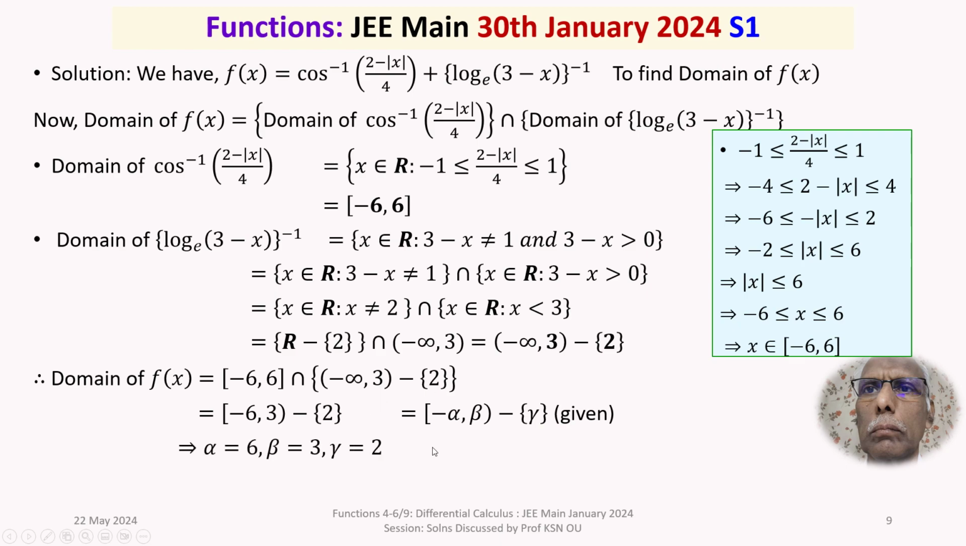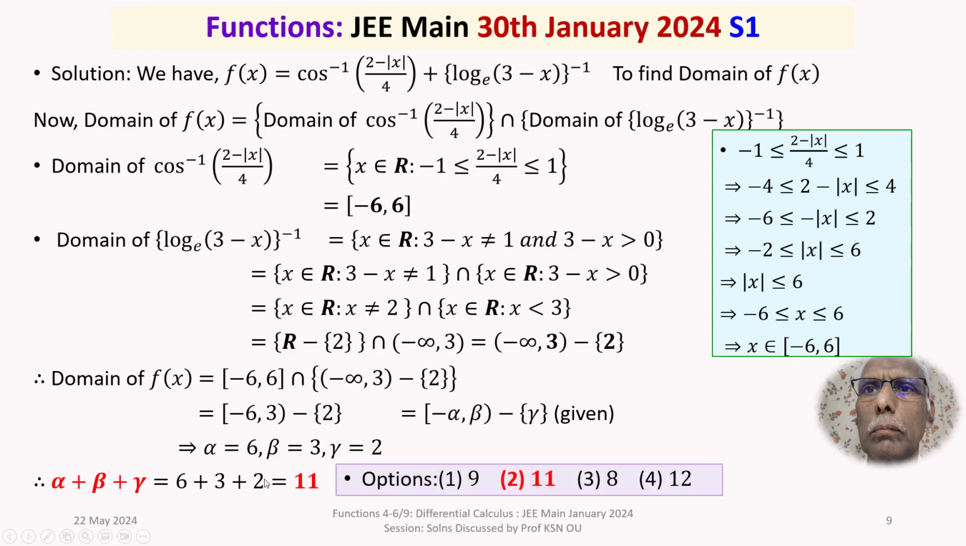Right. What is to be found? We are required to find alpha plus beta plus gamma. That is 6 plus 3 plus 2, that is 11. Let's look at our options. Our answer 11 appears against option 2. Therefore, the answer to this question is option 2. And that is the detailed discussion of this solution. Let's move to the next question.